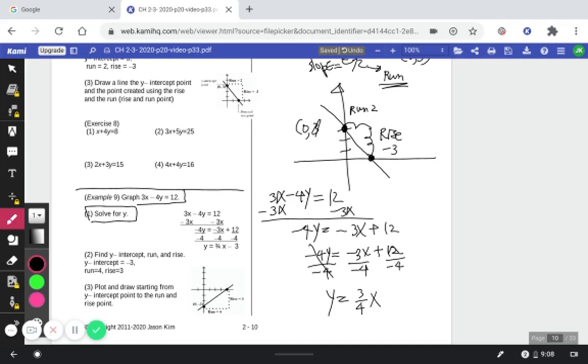And then the y-intercept becomes 12 divided by negative 4, which ends up with negative 3. Okay. So now you have y equals mx plus b format. So 3 over 4 becomes the slope. And the y-intercept becomes (0, negative 3). It's always (0, comma), and 3 is a negative location.